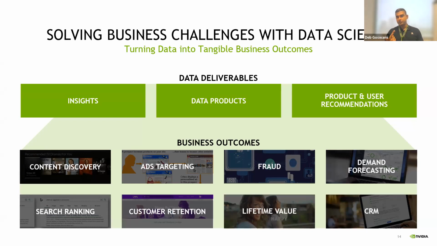Then there's data products. This is where things are very interesting, and a lot more software engineering comes to the fore, right? So you're talking about building what's known as an API, or it could even be a computer program that resides in the cloud and is run on a repeated basis, batch jobs. And finally, you could have product and user recommendations.